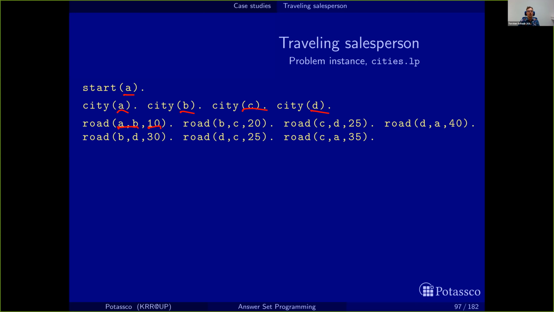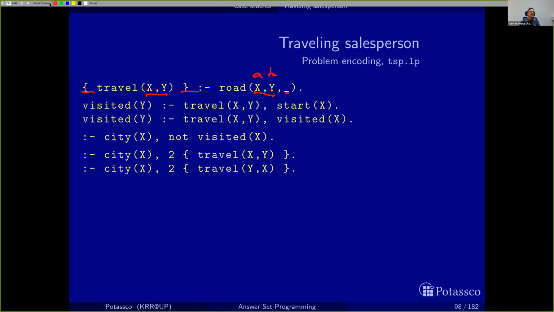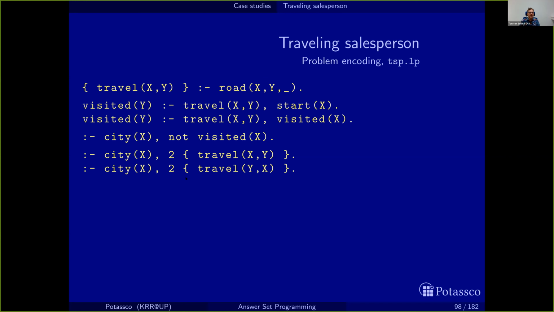And now we want to write an encoding that works for all these problem instances, and here's how it goes. The idea is we look at all the roads, and we can choose to travel on such a road or not. So here I just did it in a way that I have an instantiation. Let's say I go from A to B. I ignore what is here, that's the anonymous variable. And then I can choose whether I travel from A to B or not. This is my choice rule here, right? Let me just erase this. With this, this is my generator.